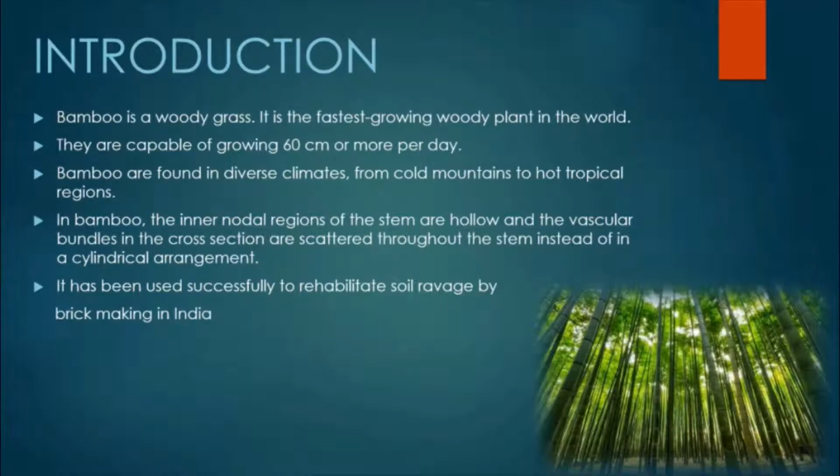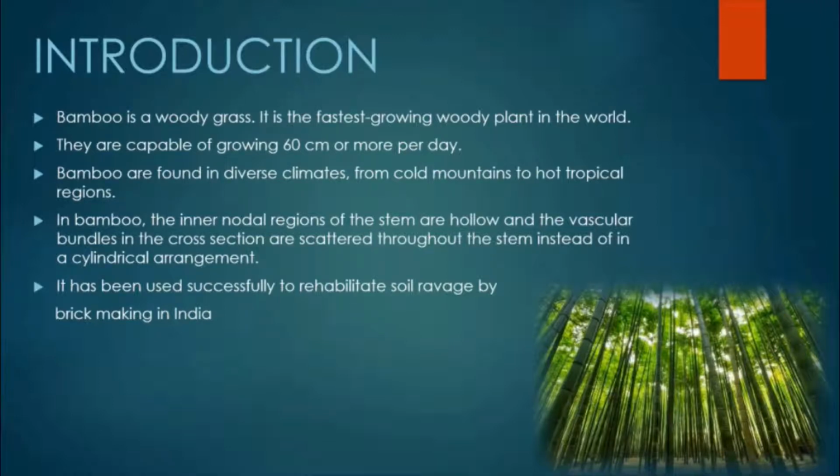Bamboo are found in diverse climates from cold mountains to hot tropical regions. They occur across East Asia through to northern Australia and west to India and the Himalayas. In bamboo, the inner nodal regions of the stem are hollow and the vascular bundles in the cross-section are scattered throughout the stem instead of in a cylindrical arrangement.